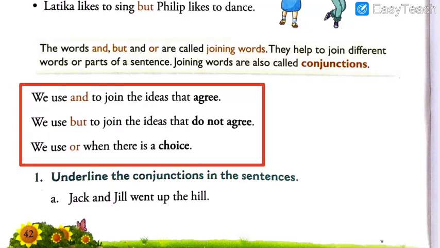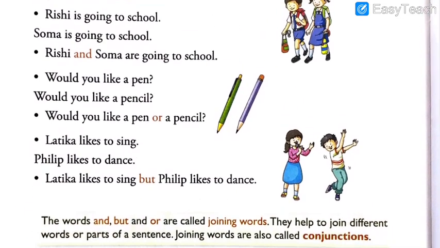You want pizza, your brother wants pasta. So he will say, I want to order pasta. You will say, no, but I like pizza. So here is when but is used. And the sentence is also given here.